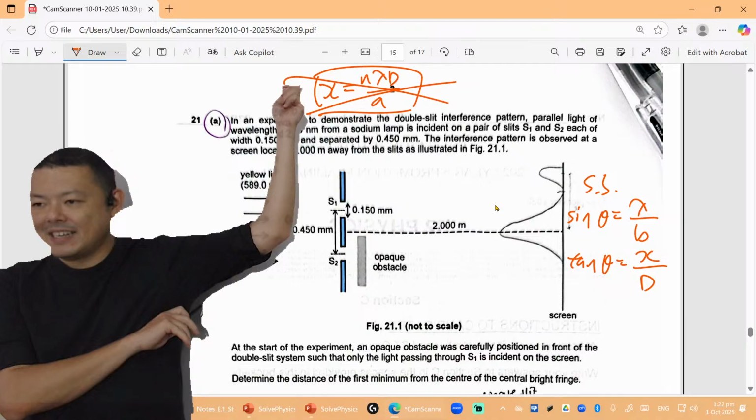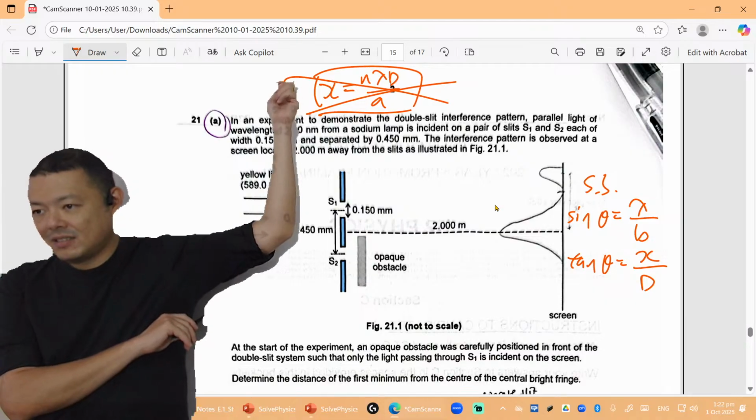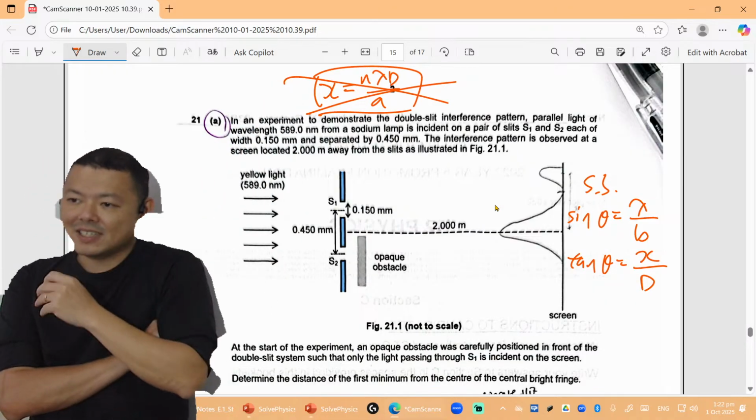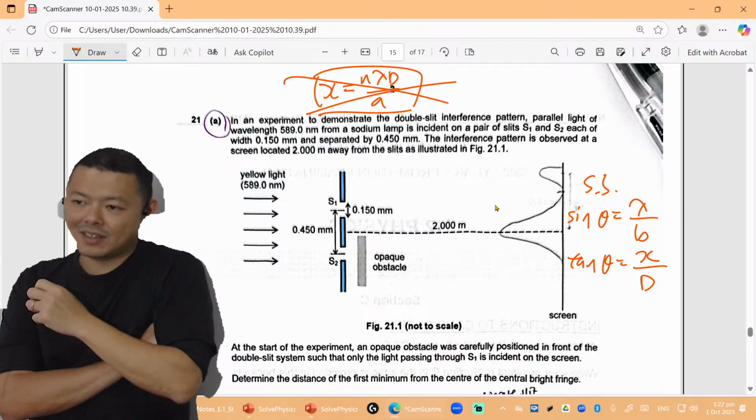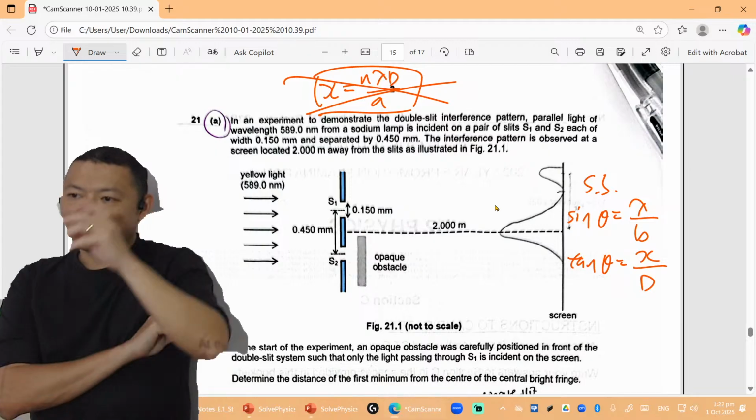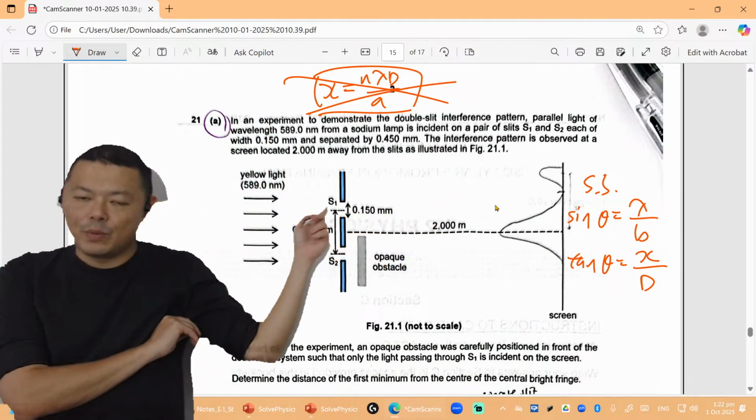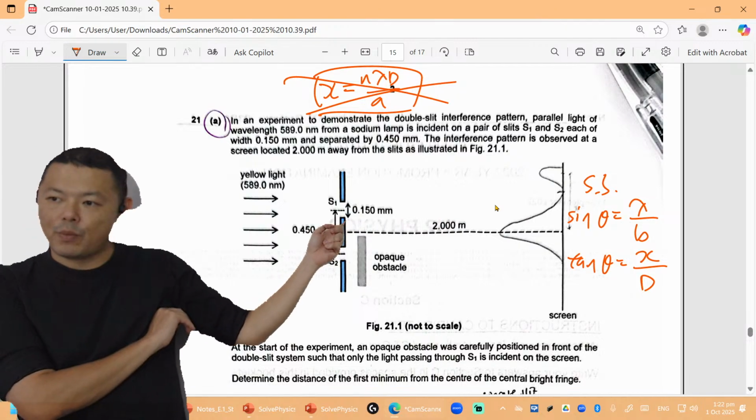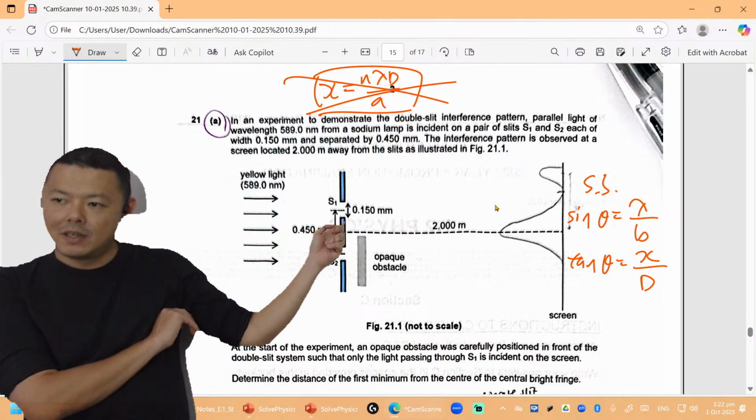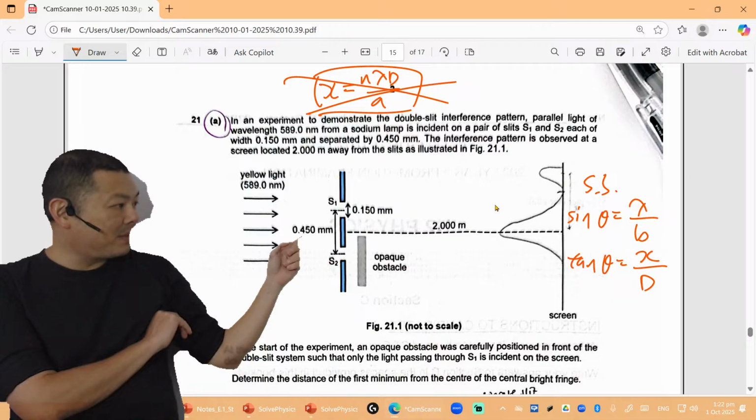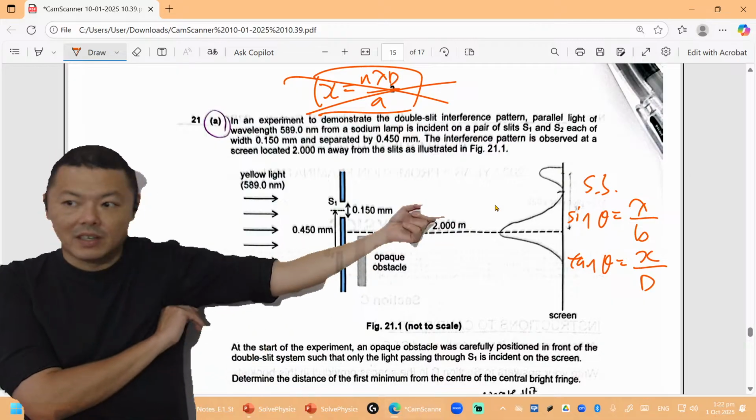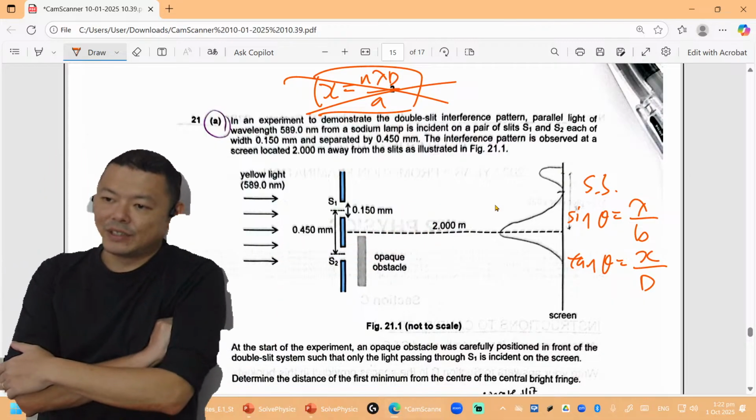Besides, what do you think A is? Is it slit separation or is it slit width? So that's double slit. Double slit uses slit separation. B is slit width. So B is this one here, 0.15 mm. A is this one here. If you sub this into that one there, you end up with the double slit equation again.